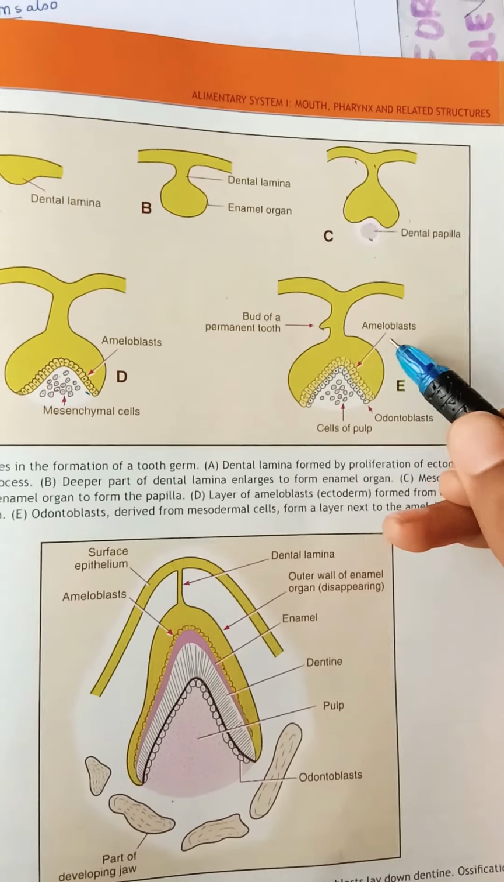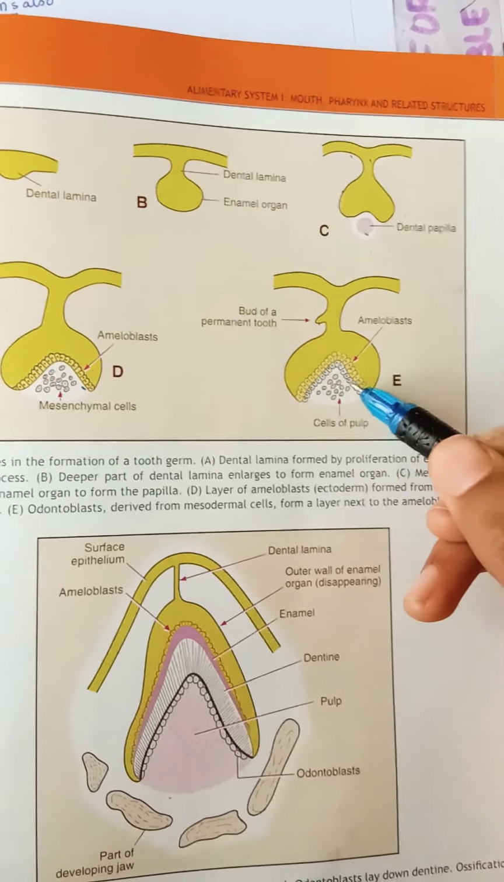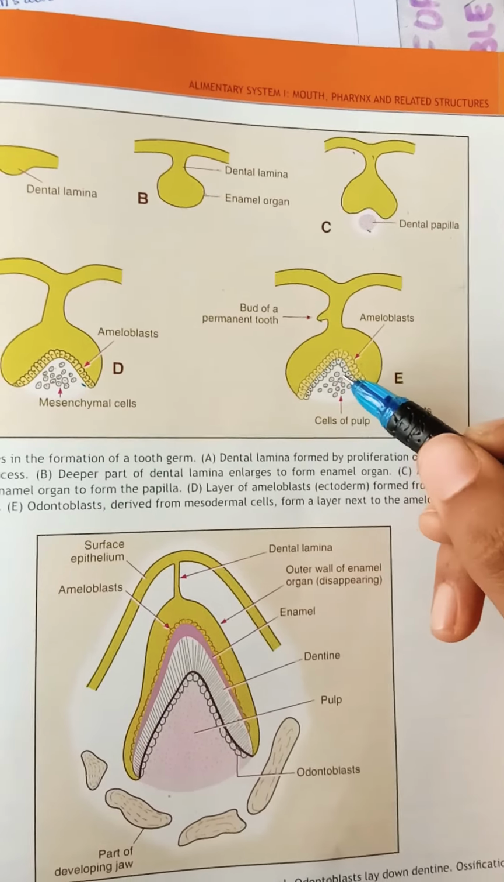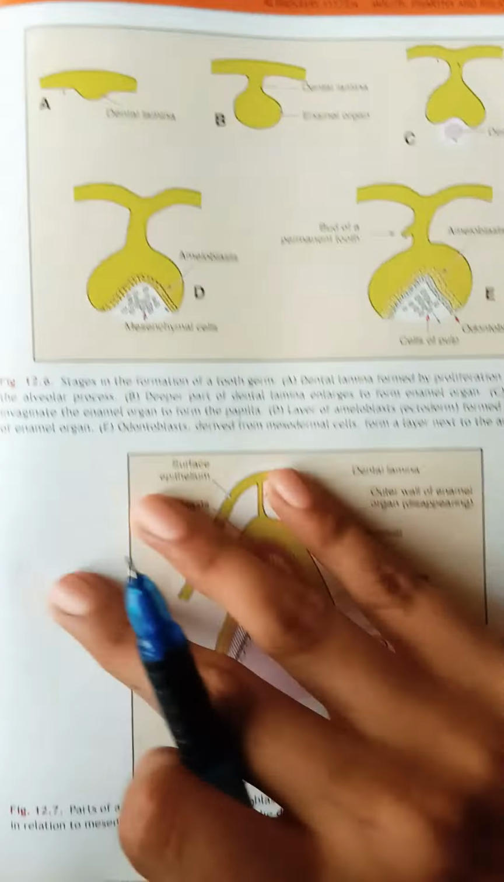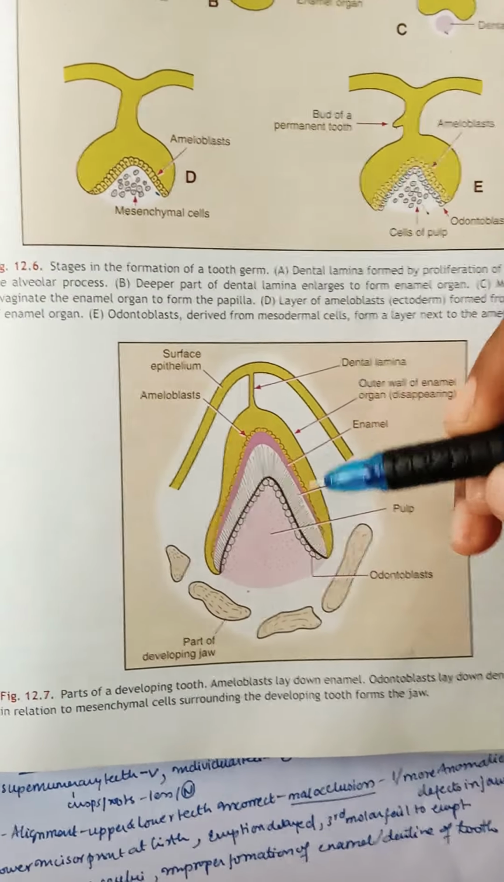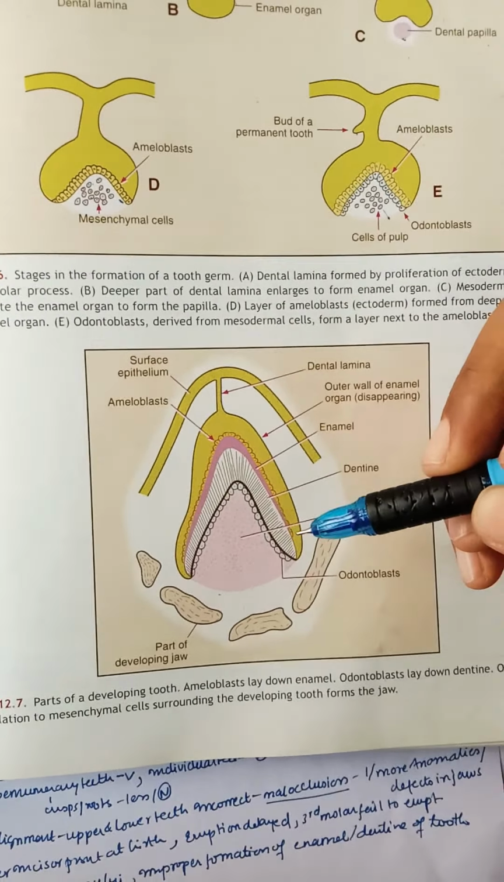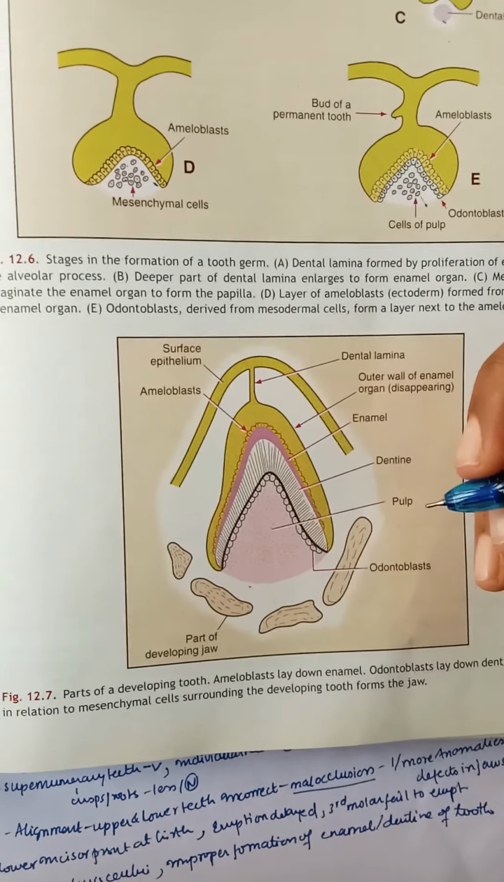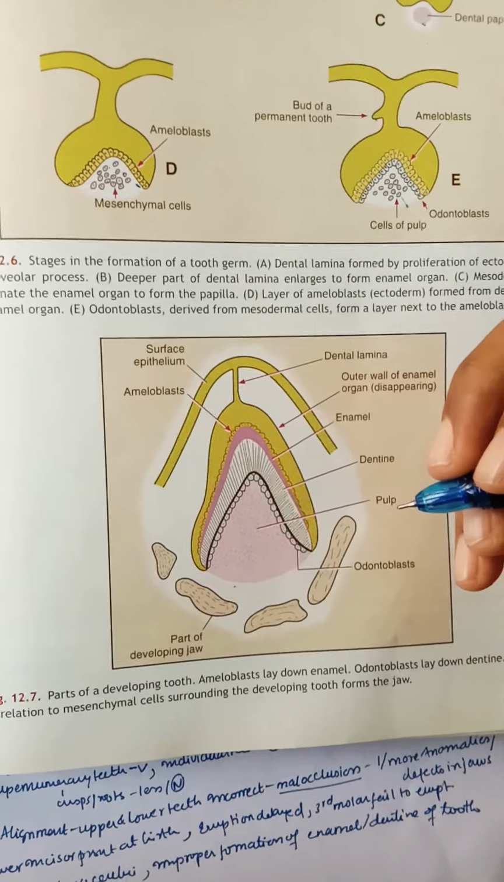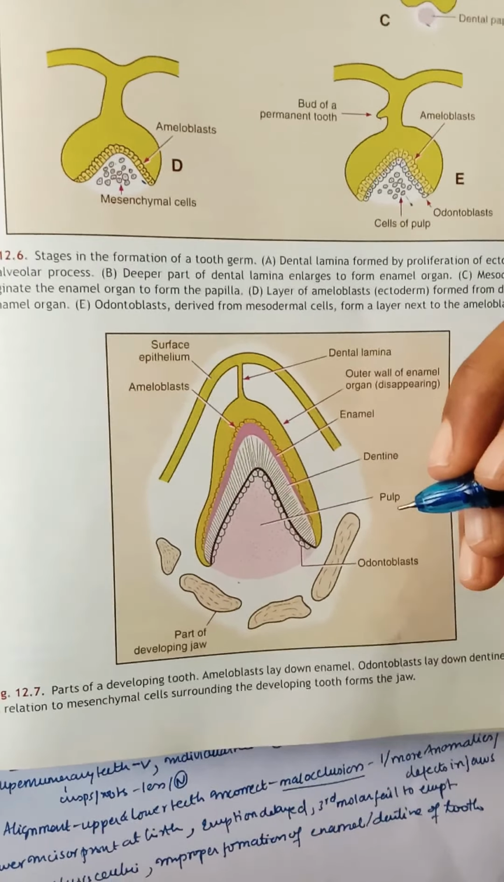So here you can see this is the ameloblast. Now over the ameloblast, odontoblast is formed, and here the cells of the pulp are formed. So finally, when you see this is a part of a developing tooth, ameloblast lays down enamel, odontoblast lays down dentine, and ossification in relation to mesenchymal cells surrounding the developing tooth forms a jaw.